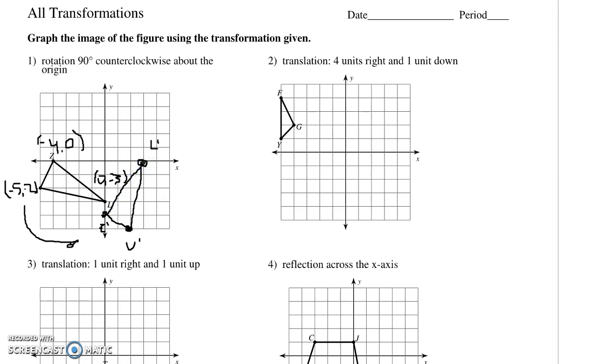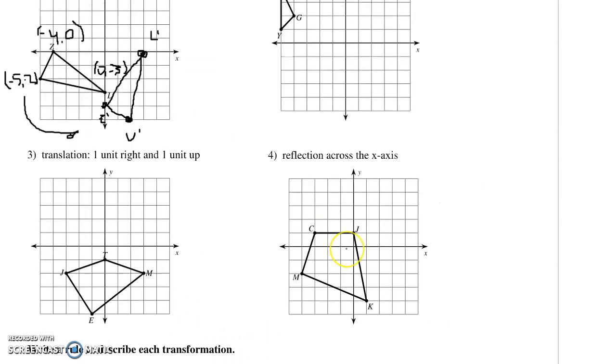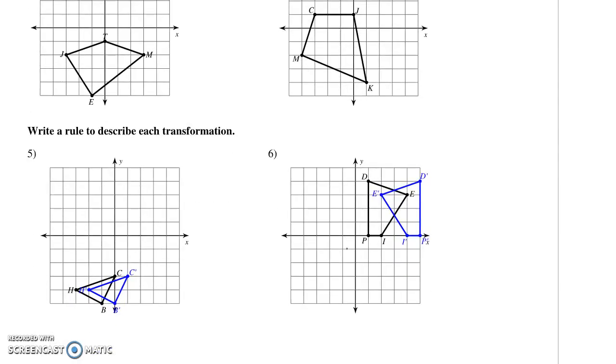Okay? Here we're rotating about the origin. Okay? And that's going to be the same coordinate plane rules. All right? When you're translating, you're just going to move them. For number 4, the reflection across the x-axis, that's on your cheat sheet. It tells you how to move. And then you're writing a rule to describe each transformation.